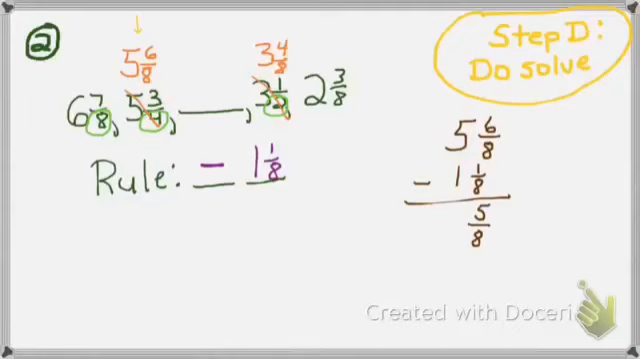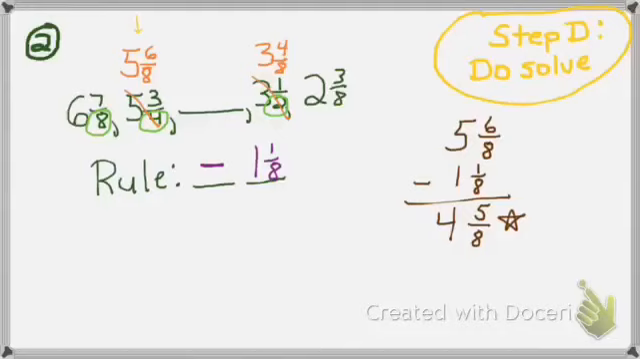6 minus 1 is 5. Whole numbers, 5 minus 1 is 4. Let's put a star next to that. Oh, that's it. There was only one blank, so we now have the number. But remember, you cannot write the number in unless it's fully simplified. So let's look at that fraction portion.